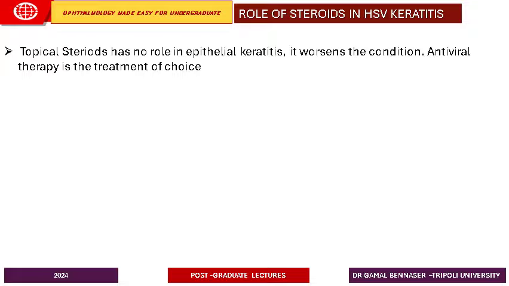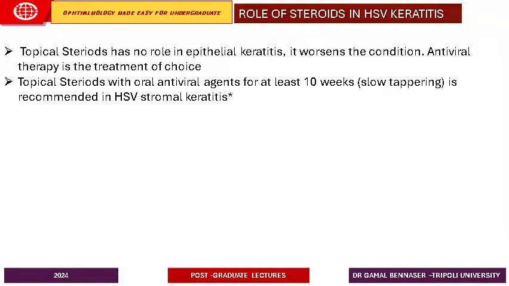In dendritic ulcer, we use a therapeutic low dose, and in the presence of geographical ulcer, we will use the therapeutic high dose. That's the 800 milligram, 3 to 5 times daily for 7 to 10 days. So this is as far as epithelial keratitis. Now, in stromal keratitis, we have two varieties.